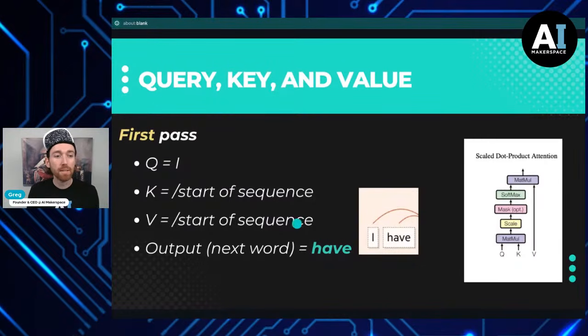Okay. What we're doing is we're saying, okay, I'm going to take I. I'm going to look and see how compatible it is with stuff in K. And I'm going to try to predict the next word based on that compatibility, based on that similarity. It's a loose term, right? And maybe the output of the next word is have. Okay, let's stick with this example.